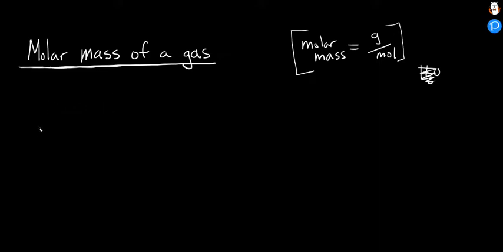So for the molar mass of a gas, there's actually an equation that we get when we relate pressure, temperature, and volume to the amount of moles of something. And this is the equation that we get from it. Molar mass is equal to the density of the gas times our gas constant times the temperature of the gas divided by the pressure of the gas.